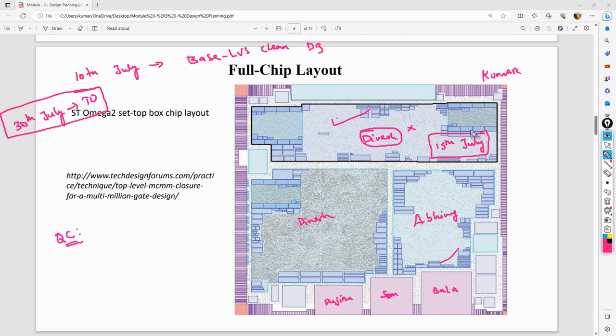Various reasons, I'm not getting into too many things. Maybe your IP came late, or you have some issues that went for re-spin, and you're doing the whole re-do of the PD. So your expected date is only 15th July. Now what I would do is, from 10th July onwards, I would look at all the other blocks, collecting them, integrating them and running all the sign-off checks, and I would try to give all the feedback by 15th July.